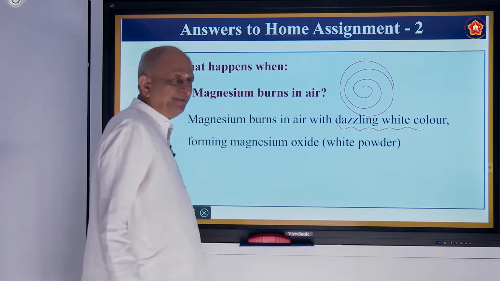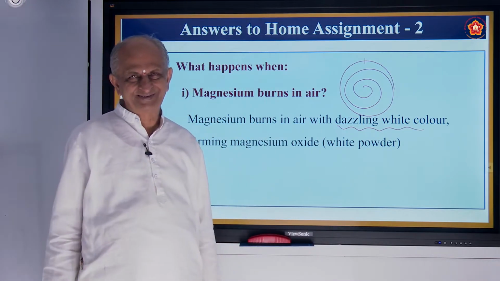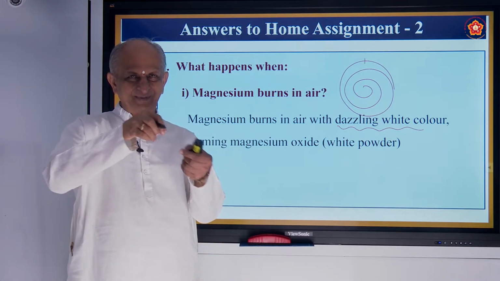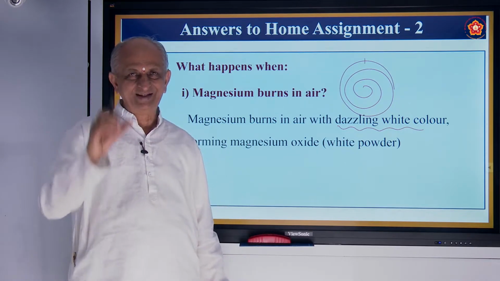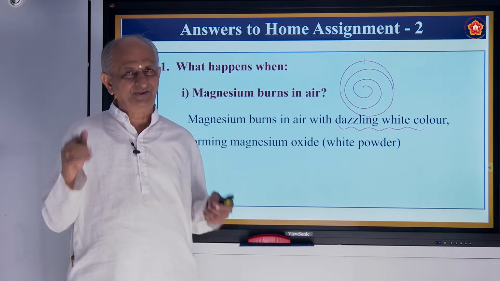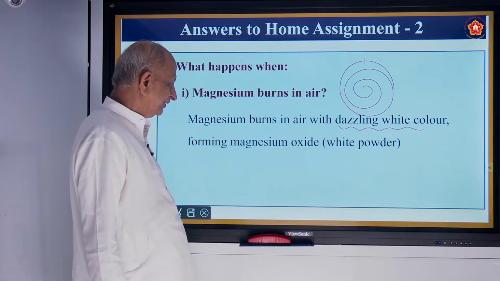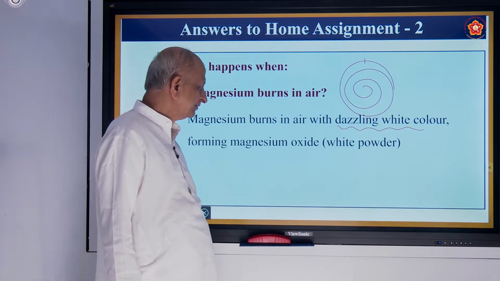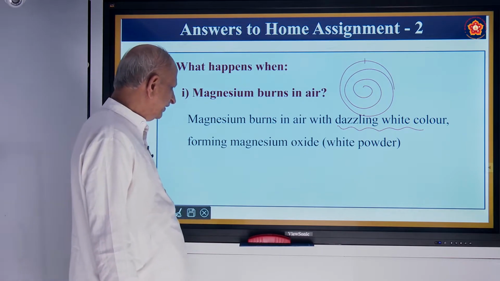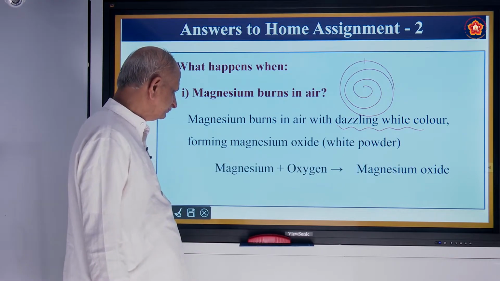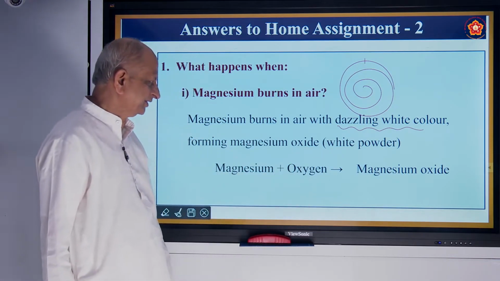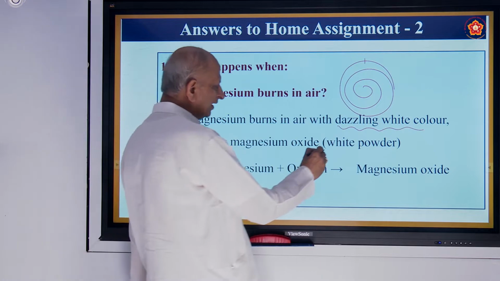Of course, all of you are very familiar with the Deepavali crackers, correct? There will be one type of cracker which gives a dazzling light. Dazzling means what? Very difficult to see. The shining will be very bright. And what does it form? It forms magnesium oxide. So, magnesium plus oxygen gives magnesium oxide is the reaction. This is a white powder.